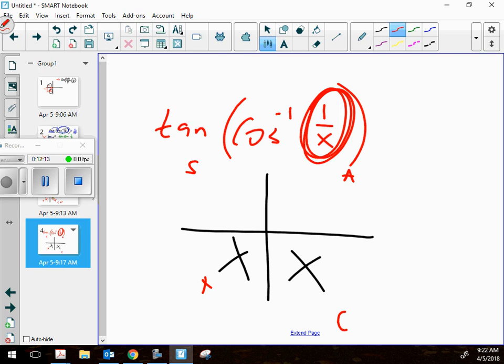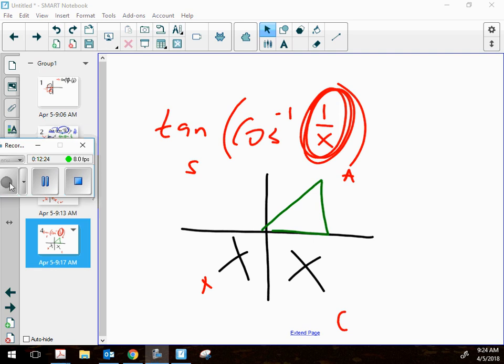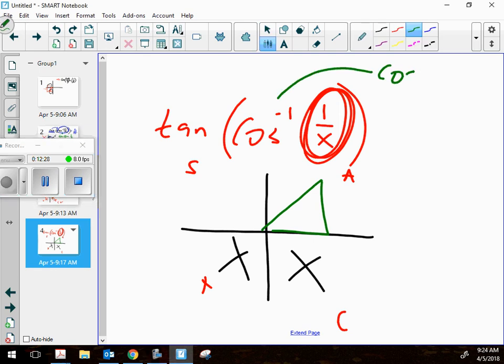But how about this? Would you agree that if I put it in quadrant 1, that you are then going to be forced to have positive numbers and it'll always work? I'm going to pause for a second. So now I've drawn my triangle, and I'm going to do cosine. A rewrite of that is cosine of the angle is 1 over x.